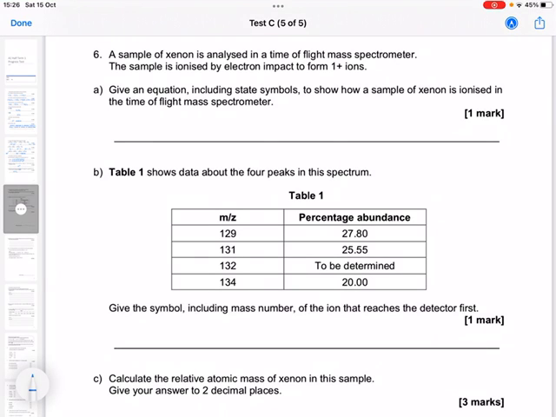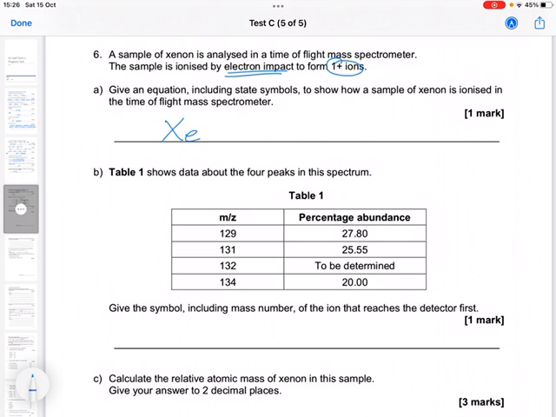A sample of xenon is analysed in a time-of-flight mass spectrometer. The sample is ionised by electron impact and forms 1 plus ions. So, electron impact, 1 plus ions. Give an equation including state symbols to show how a sample of xenon is ionised in the time-of-flight mass spectrometer.